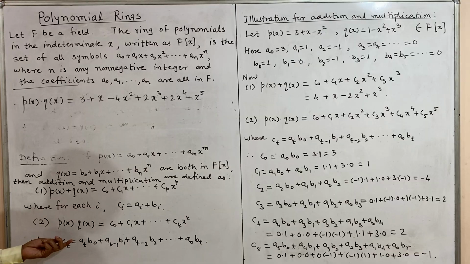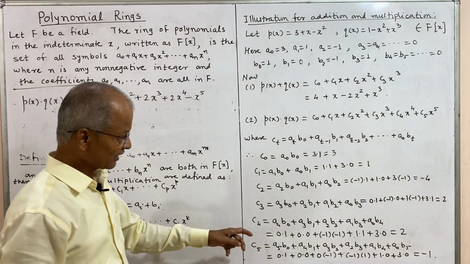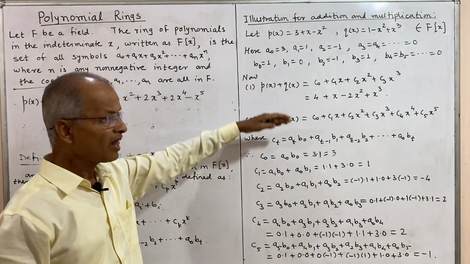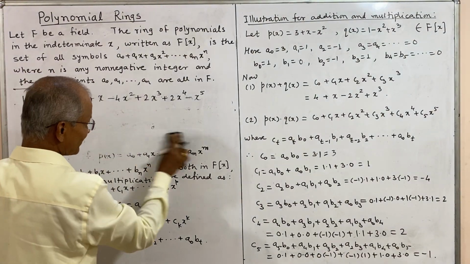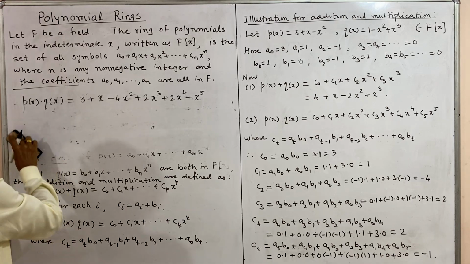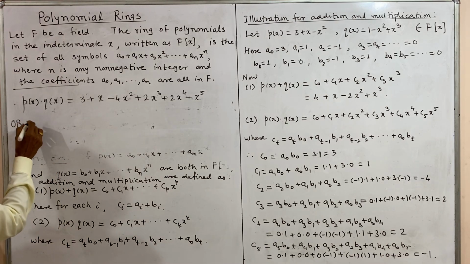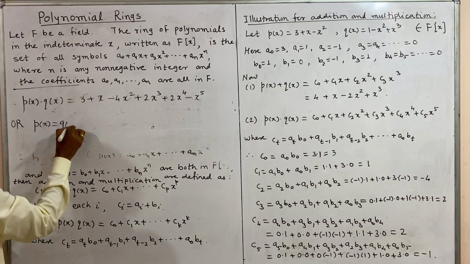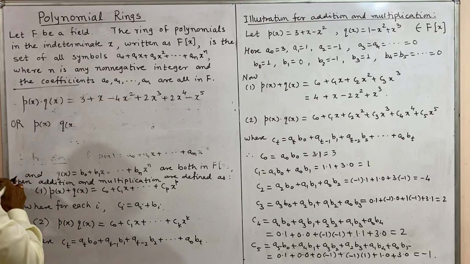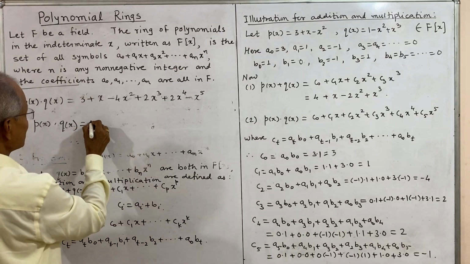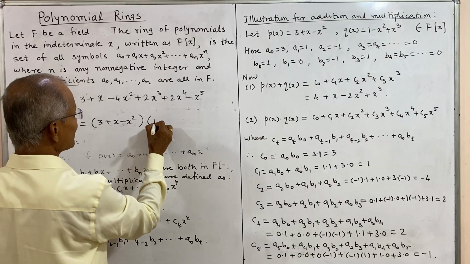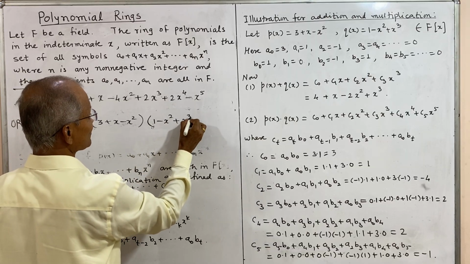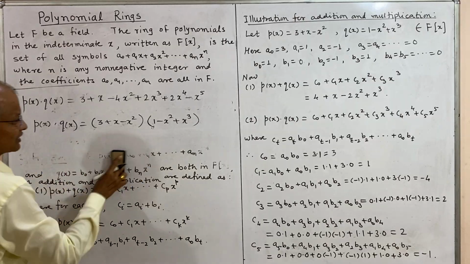So how the definition is to be used and how the coefficients are written, to understand or to illustrate this, we have taken these two examples. Addition is simple, and actually the product is also simple. In the usual way we can obtain the product. P(x) multiplied by Q(x) is 3 plus x minus x square into 1 minus x square plus x cube. And we know how to multiply these two polynomials.